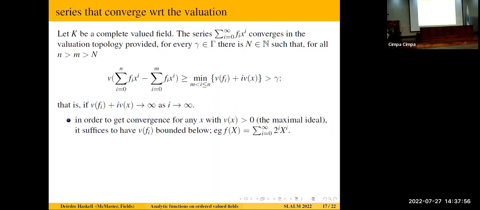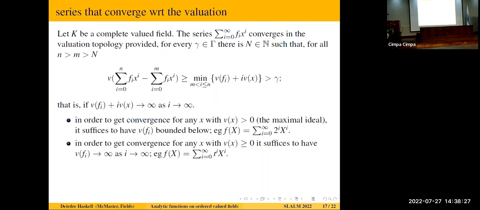So suppose we want to get convergence on the maximal ideal. So for valuation of x strictly greater than zero, well, if the valuation of x is greater than zero, that means that i times the valuation of x is going to go to infinity by itself. So I just need to make sure that the coefficients are not getting too large in size, so they just have to have the valuation of f sub i bounded below. So if I take some series like this one, just 2 to the i times x to the i, say in the Hahn series, where the valuation of 2 is equal to 0, then that's a nice convergent series.